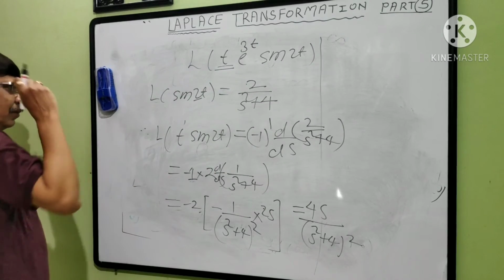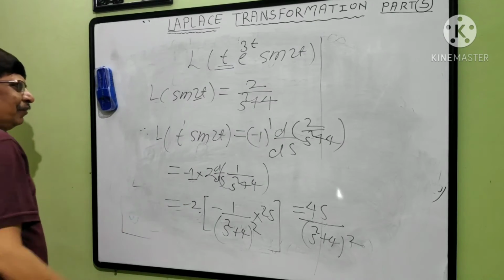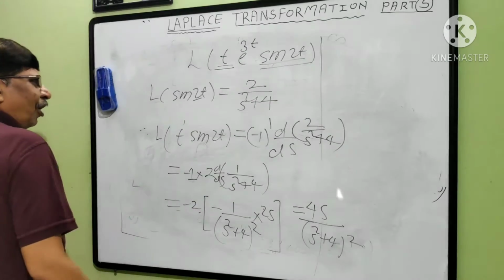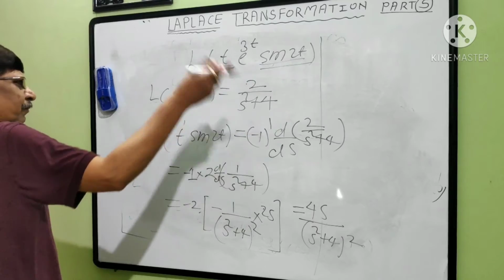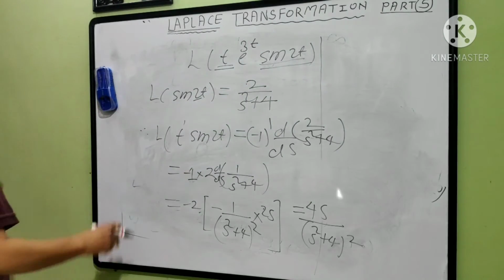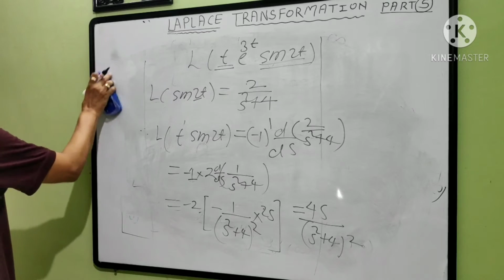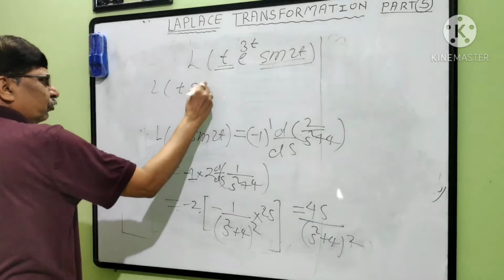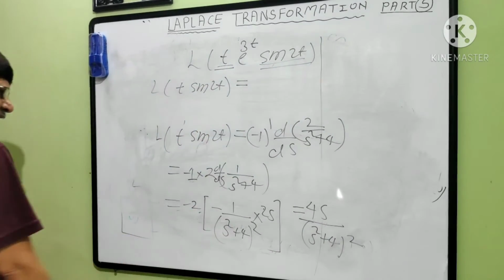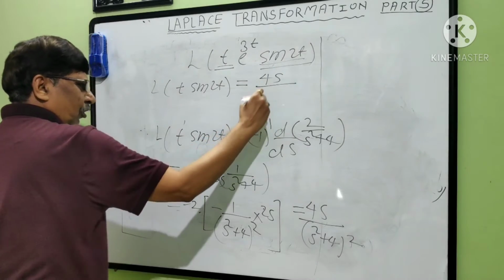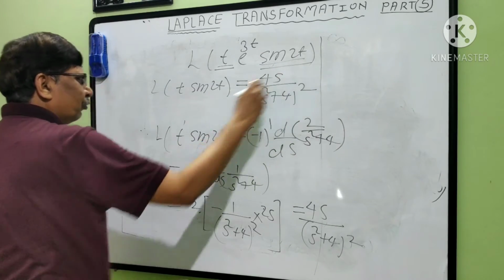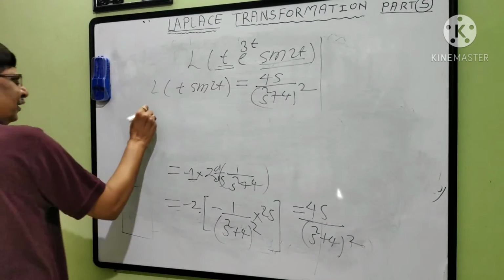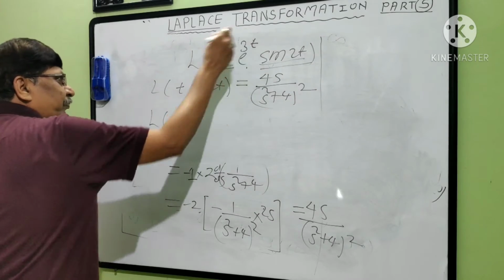From that, this problem is not completed. Why? Because you have found just Laplace transformation of t into sin 2t. From that you have to find Laplace transformation of t sin 2t into e raised to 3t. Okay, now I am going to rub this. Okay, now Laplace transformation of t into sin 2t you have just found, and that is 4s upon (s square plus 4) whole square. But we have to find from that by the first shift theorem. I am going to use the first shift theorem, that is t sin 2t into e raised to 3t.